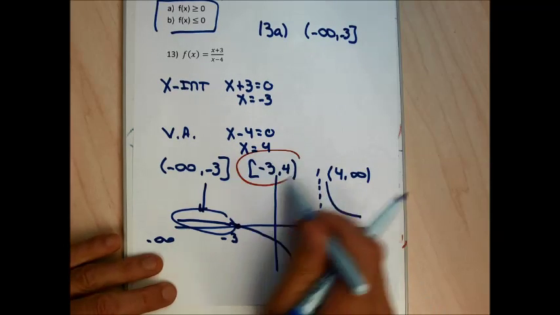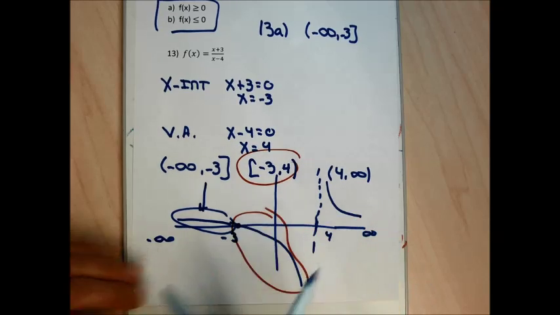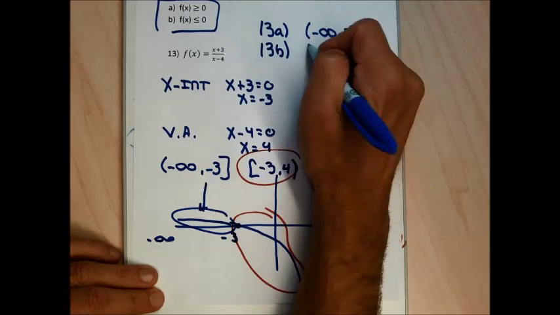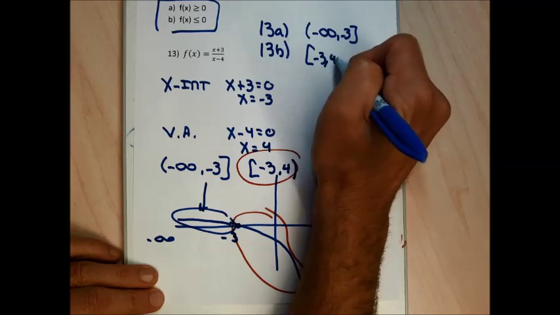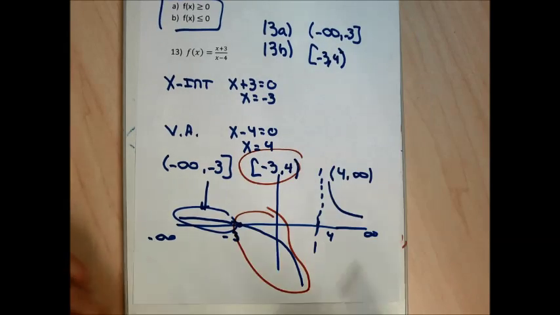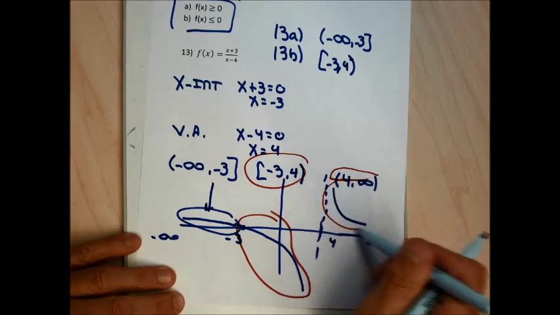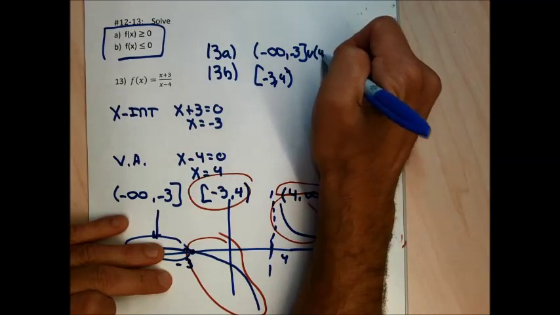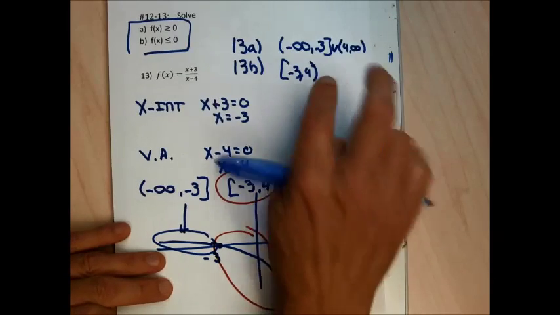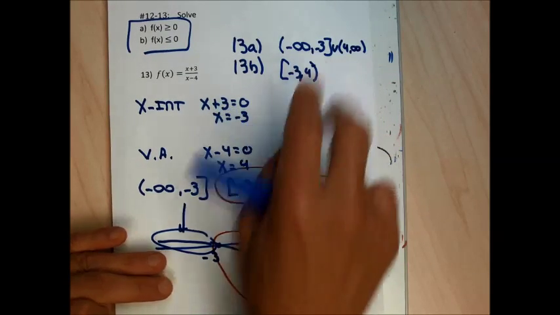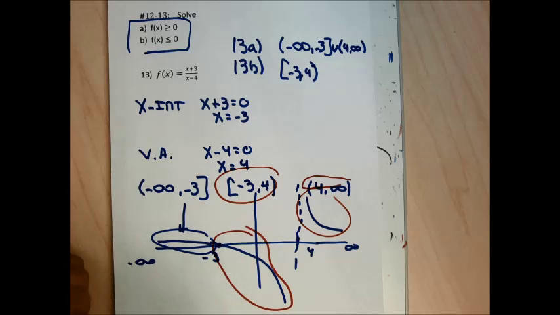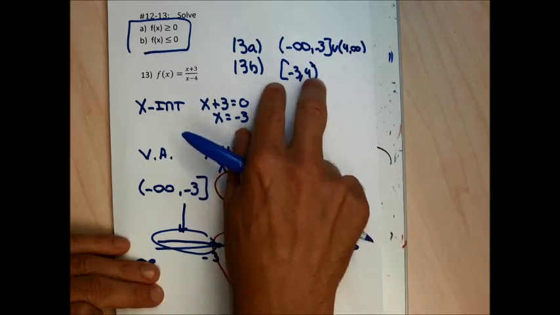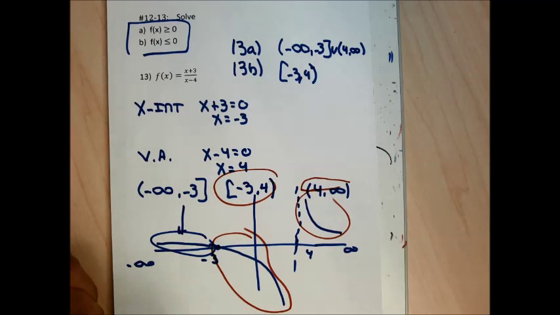The portion of the graph that corresponds to negative 3 to 4 is below the x-axis. That's going to go in part B. And the portion of the graph that corresponds to 4 to infinity is above the x-axis, so it's going to go in part A. So my answer to part A is going to have the interval from negative infinity to negative 3, square bracket on the negative 3, and 4 to infinity, round bracket on the infinity. Part B, square bracket on the negative 3 to round bracket on the 4.